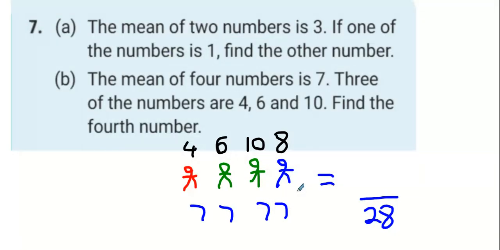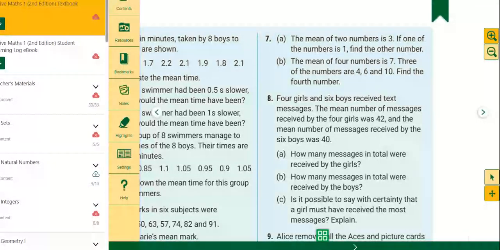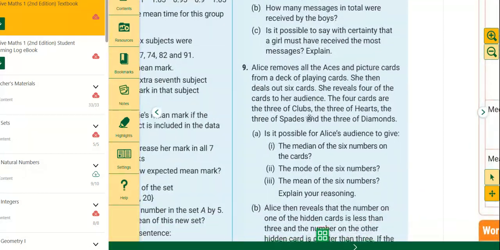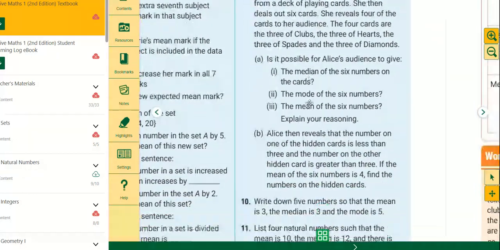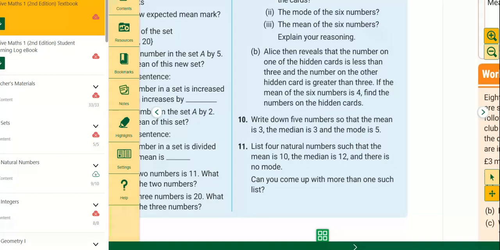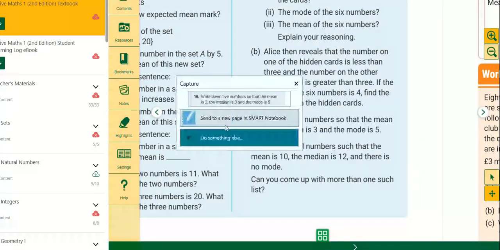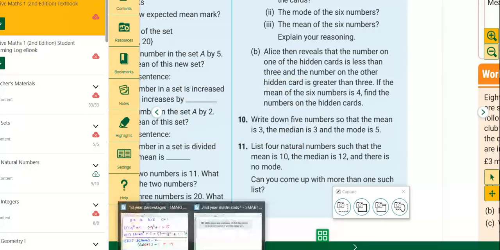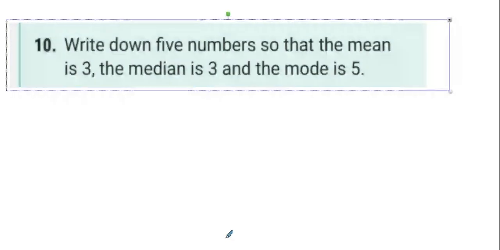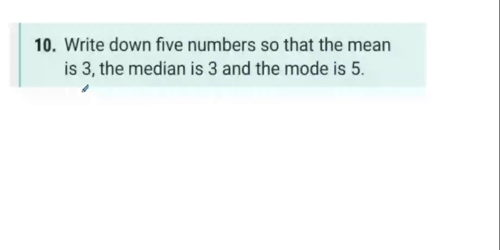Okay. And now we'll have a quick look at question 9, all right? Actually, no, we won't do 9. We'll do 10. Mean is the average. This question's difficult. You ready? Write down 5 numbers so that the mean is 3. Let's start with that.